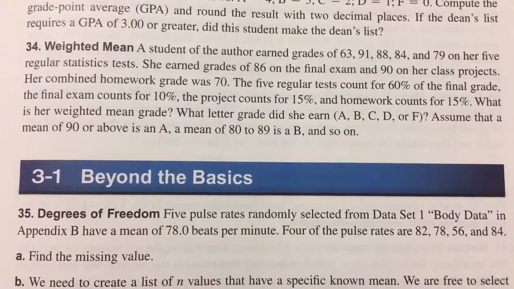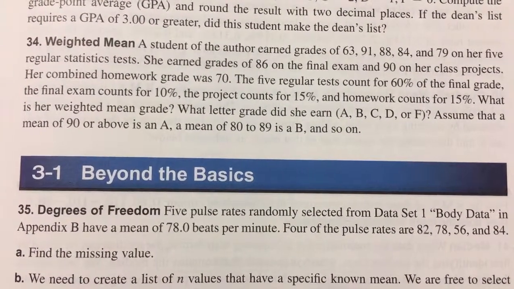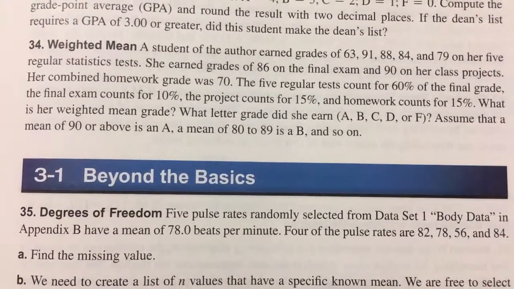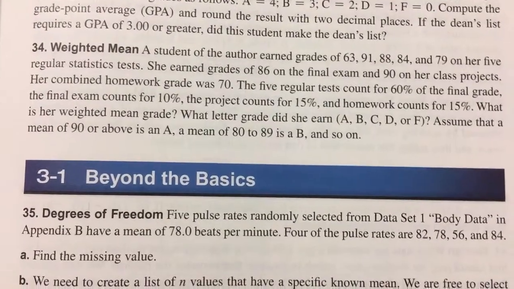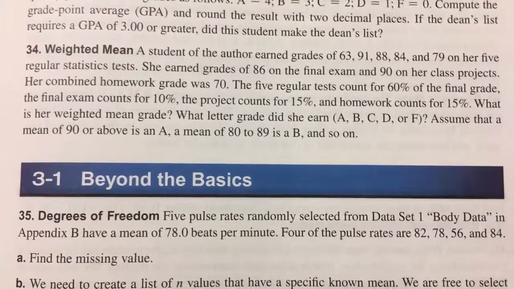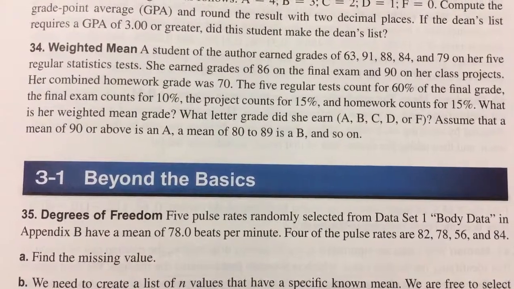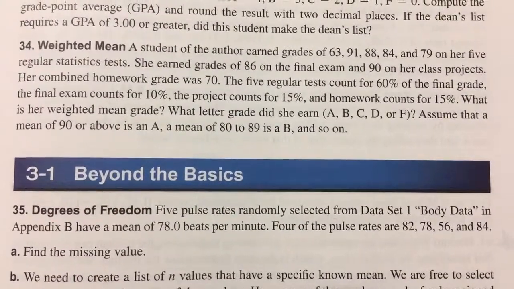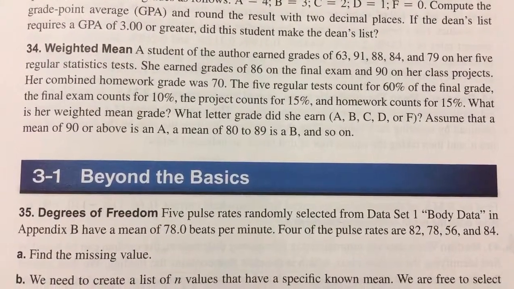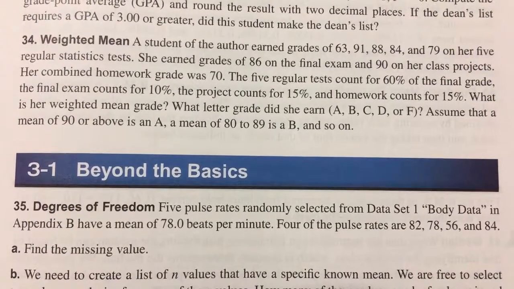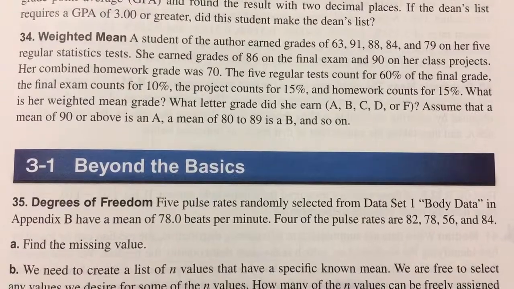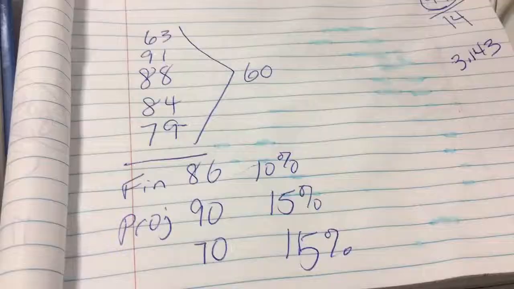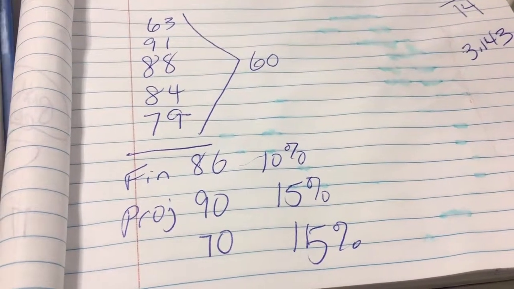And the 5 regular tests count for 60% of the final grade. So the 5 tests are going to count for 60% of her grade. And the final exam counts for 10%. Projects count for 15%. And the homework counts for 15%. Okay, what is her weighted mean grade? What letter grade did she earn? A, B, C, D, or F? Assume that a mean of 90 or above is an A, a mean of 80 to 89 is a B, and so on.